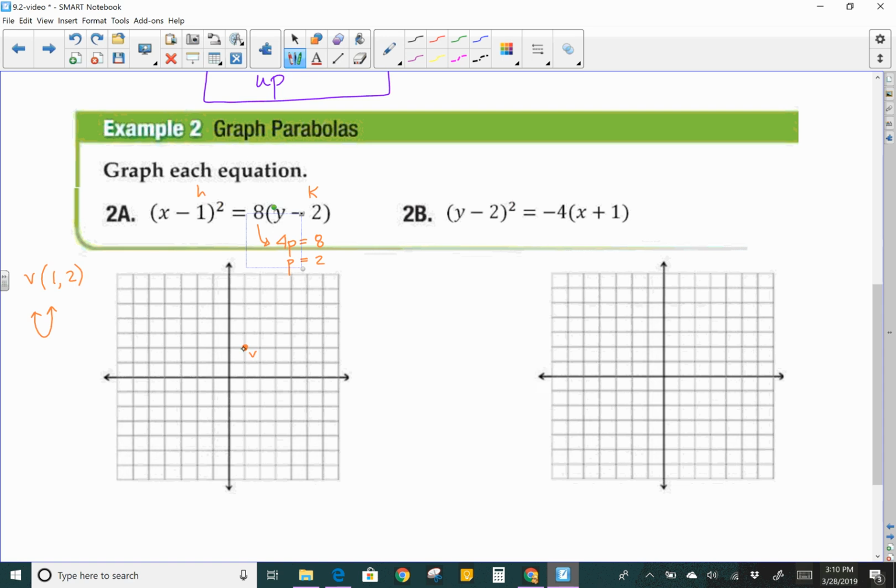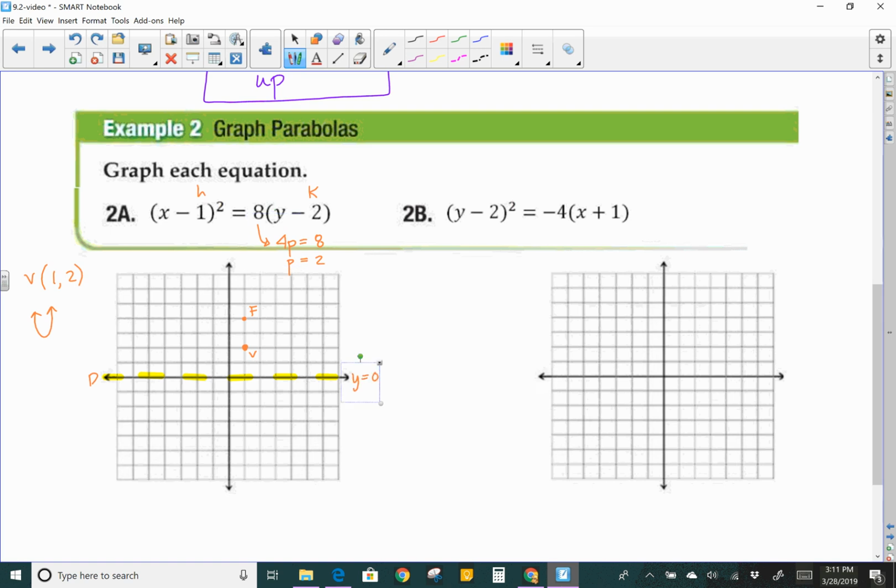And I know it's opening up. So if I go up 2, that is my focus. And if I go down 2, let me see, I haven't set this up, so bear with me. If I go down 2, it's right here. This is my directrix. Back to my pen. All right, and so I have a focus, I have a vertex, this is my directrix. And the equation, of course, of that is y equals 0.